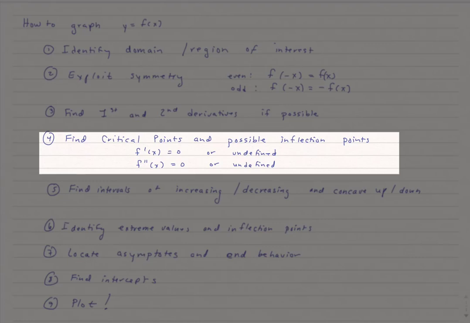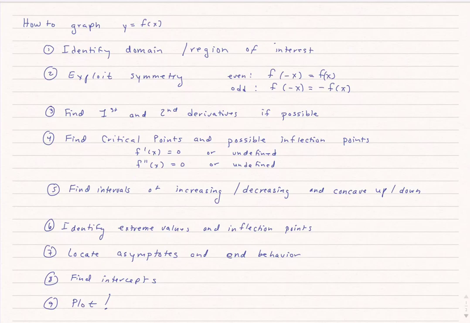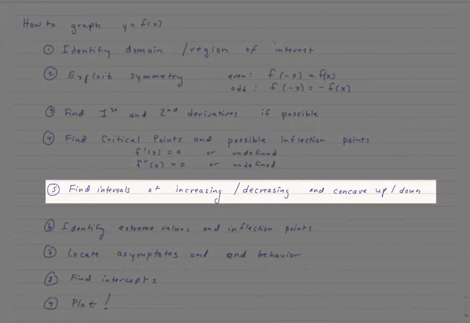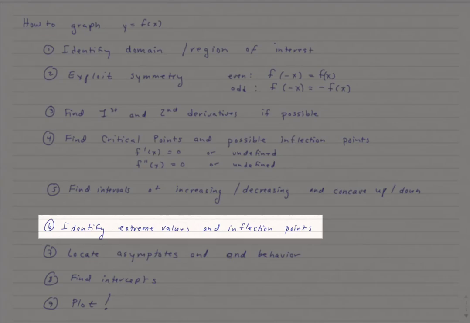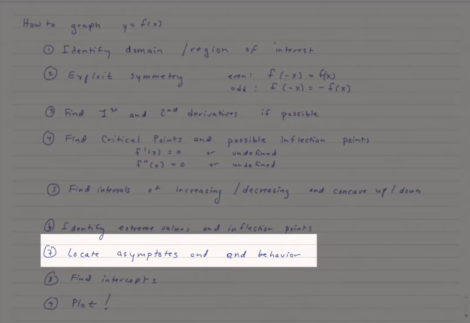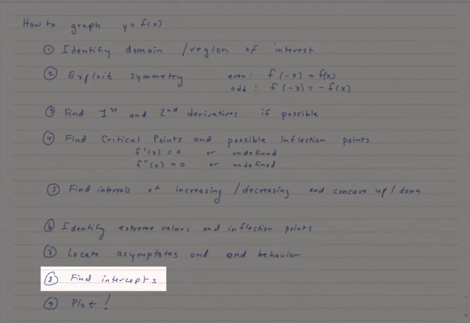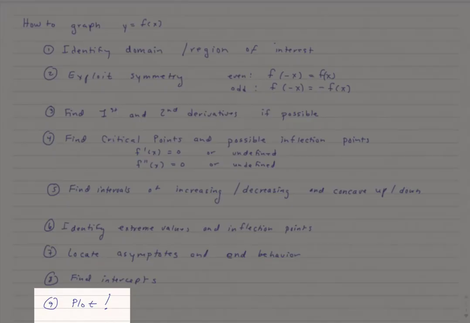We'll find the critical points and possible inflection points. That is, we'll look at where the first derivative is 0 or undefined, and where the second derivative is 0 or undefined. We'll find intervals of increasing and decreasing regions and concavity up and down. We'll identify extreme values and inflection points. We'll look at asymptotes and end behavior. We'll find any intercepts, and finally we will plot our function.